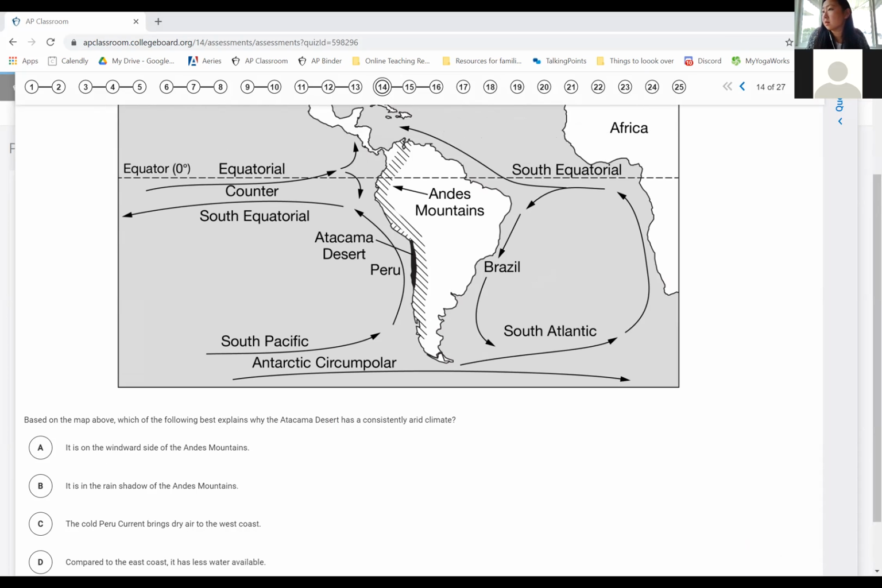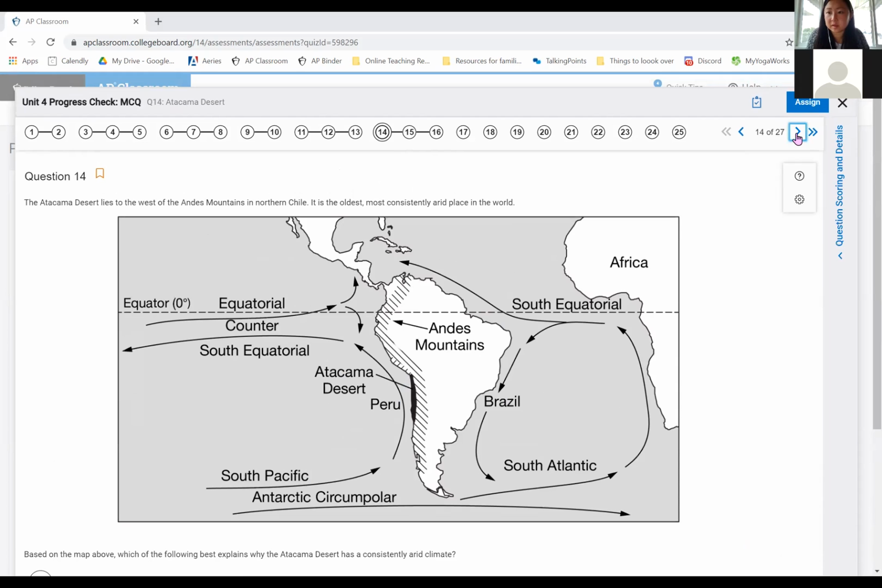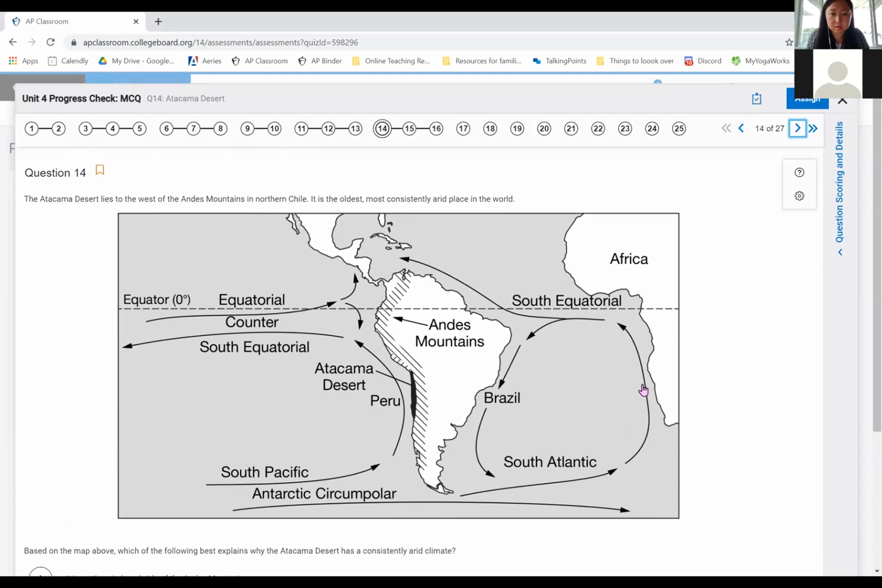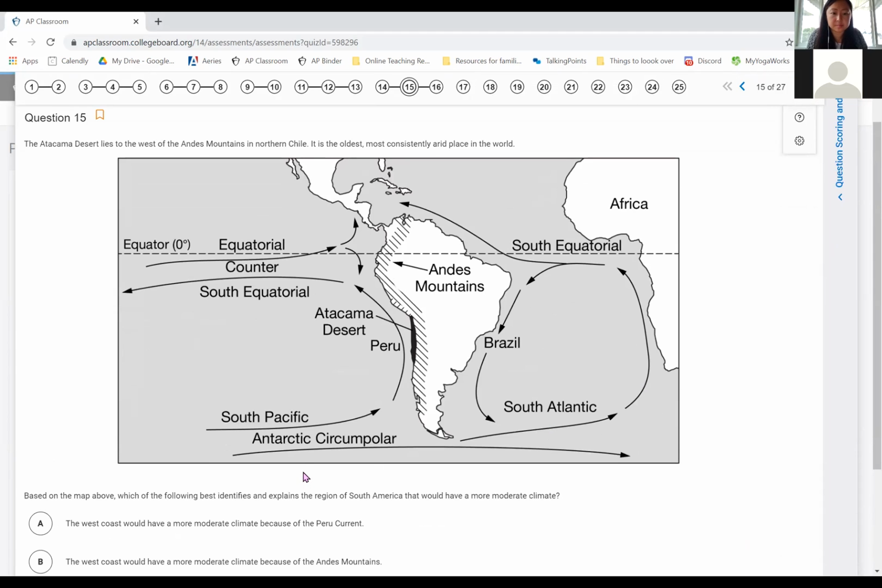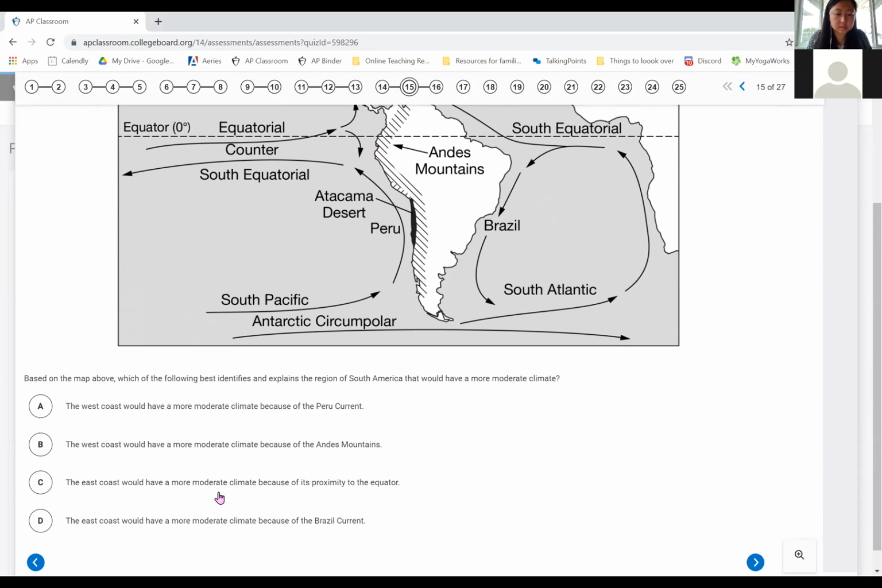Okay. Do you feel comfortable moving on to the next question? Okay. This next question talks about more moderate climate. I think the answer was that it talks about the Brazil current, right? The East Coast would have a more moderate climate because of the Brazil current.